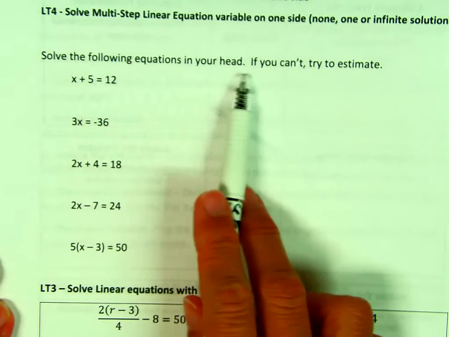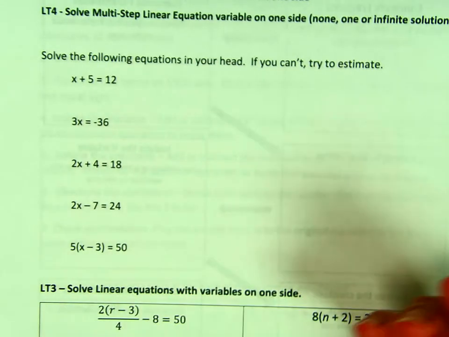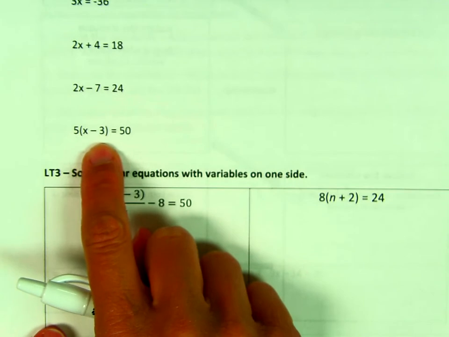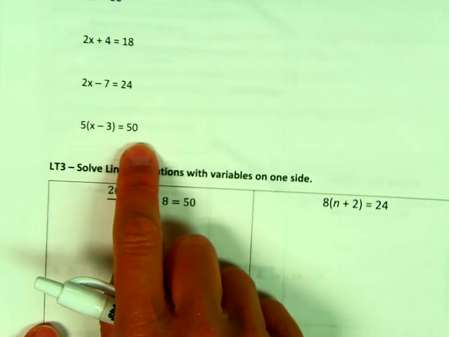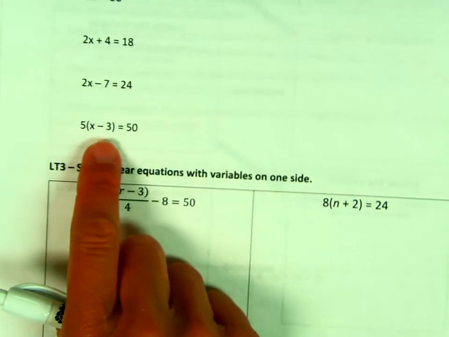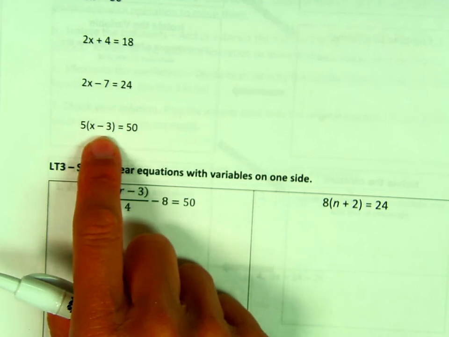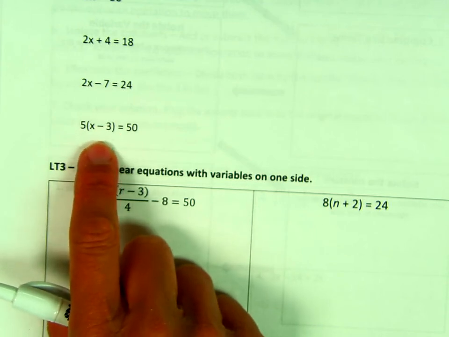This is just solving them in your head. It's nice to kind of have an estimate. For example, when I look at this problem right here, 5 times x minus 3 equals 50, in my mind I think, 5 times 10 is 50. So that means x minus 3 must equal 10. Well, what minus 3 equals 10? Oh, 13. So the answer is 13.